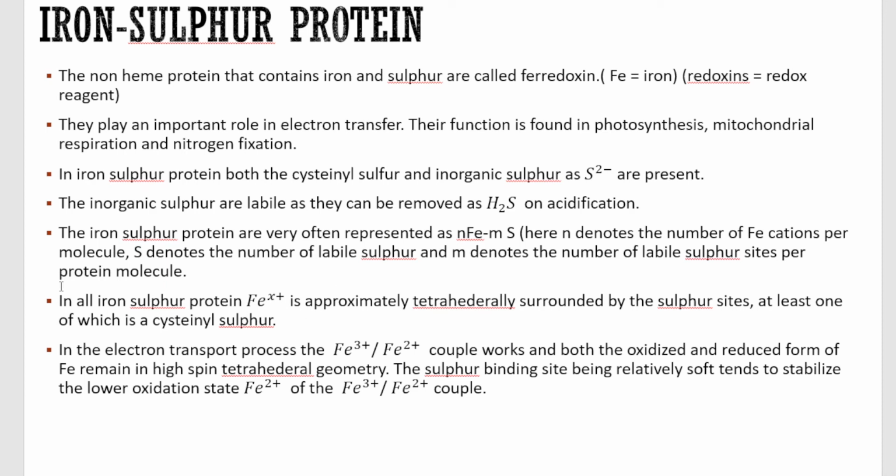And out of all the sulfur sites that surround the Fe, at least one will be cysteine sulfur. In the electron transport process, there's a couple that is working, that is Fe3 plus and Fe2 plus, which differ by one electron. So this couple works, and both the oxidized and reduced forms of the iron remain in high spin tetrahedral geometry, and the sulfur binding sites are soft and they stabilize the lower oxidation state, that is Fe2 plus of this couple. Next we'll study the different types of iron sulfur protein that are present.